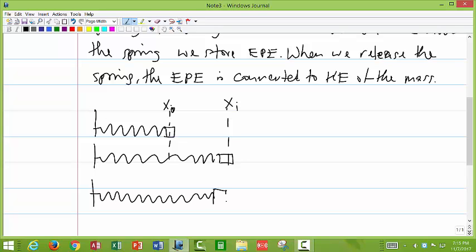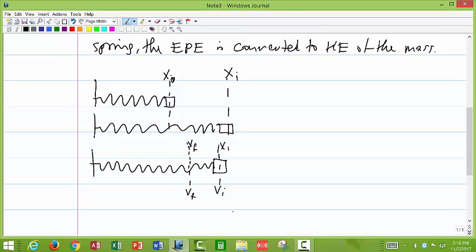So we release it, and at this point here, we can say this is x initial. At some point here, we shall have x final, and this will be v initial, v final. The spring will transfer its energy to the mass, so the mass will have a certain v initial and a certain v final in between the points x initial and x final.